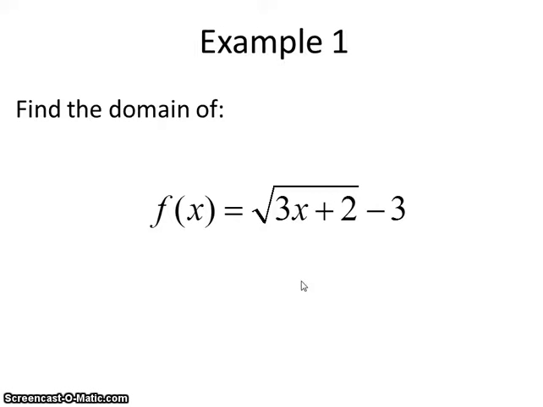In the case of a square root, if we have a variable inside of the square root, we have to remember that the entire value inside of the square root has to be 0 or positive. It cannot be negative. If a number inside the square root results in a negative number, then our result would be an imaginary number, which is not real. So we have to make sure that the value inside of our square root is 0 or positive.